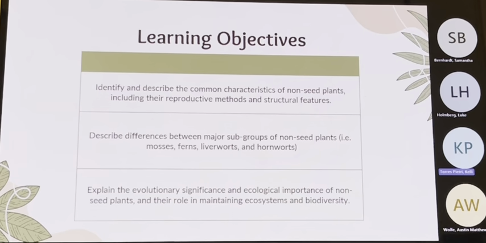First, I want to start off with the learning objectives. We have identified and described the common characteristics of non-seed plants, including their reproductive methods and structural features as well. Also describe differences between major subgroups of non-seed plants, so mosses, ferns, liverworts, and hornworts as well. And also explain the evolutionary significance and ecological importance of non-seed plants and their role in maintaining ecosystems and biodiversity.